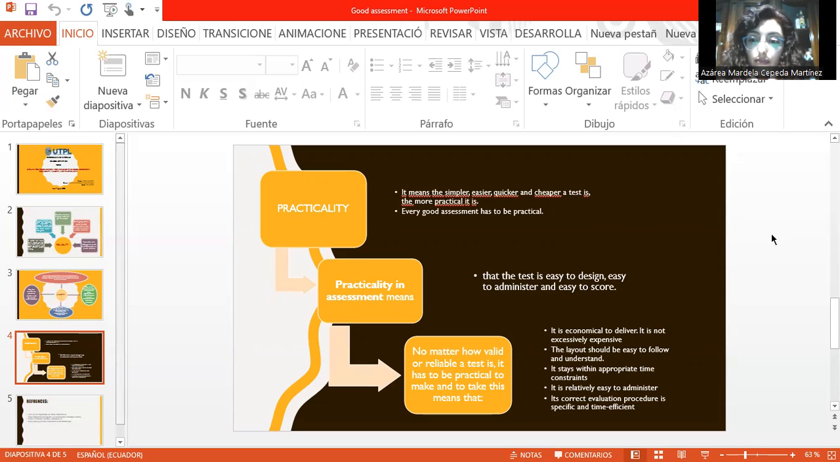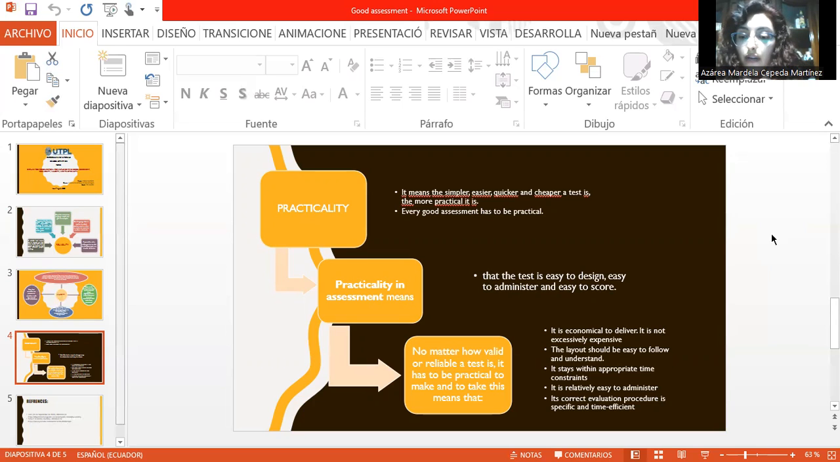Finally, no matter how valuable or reliable a test is, it has to be practical to make and take. This means that we need to put attention on the following parts. It is economical to deliver. It is the opposite of being expensive.